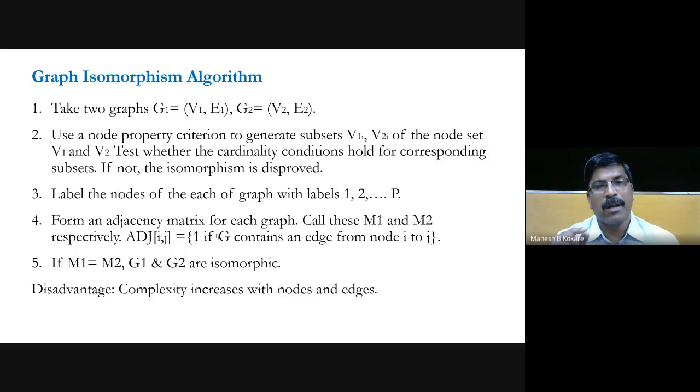For example, if 5 vertices are there, then 5 factorial times you have to do that, and that's why complexity increases with the nodes and edges. This is the disadvantage of graph isomorphism. I hope that you have understood this algorithm. I'll repeat it again.